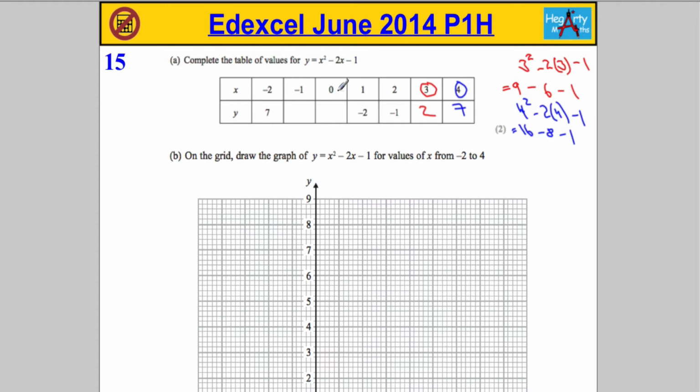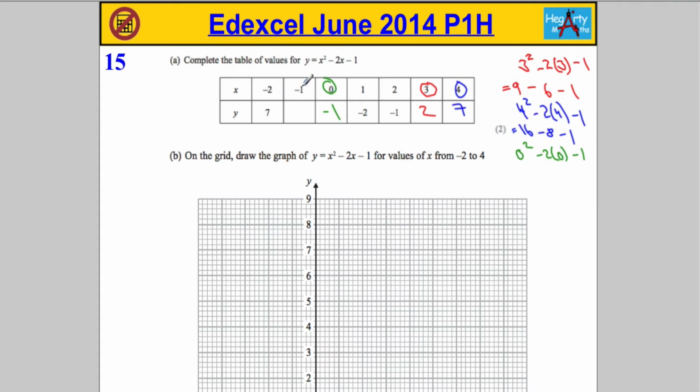Okay, we're going to substitute in 0 now. I should have actually started with this because this is probably the easiest of the lot. 0 squared minus 2 lots of 0 minus 1. Hopefully you know straight away. It's going to be negative 1.